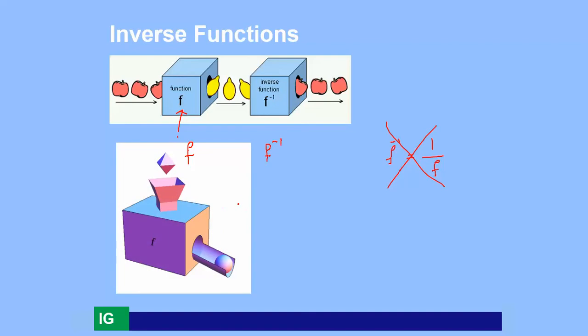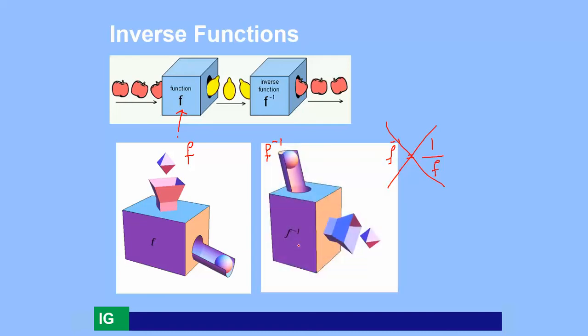Okay, this is another example. This is a function which is converting the diamonds into spheres. So the inverse function will be the reverse procedure, where the spheres are converted into diamonds. So this is f inverse.